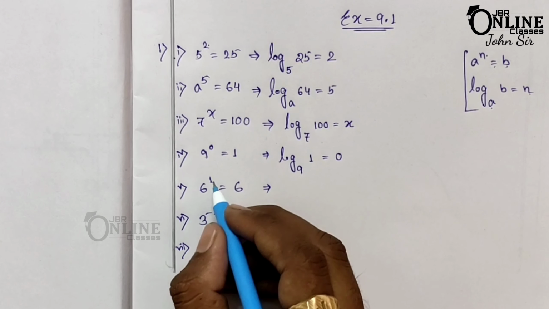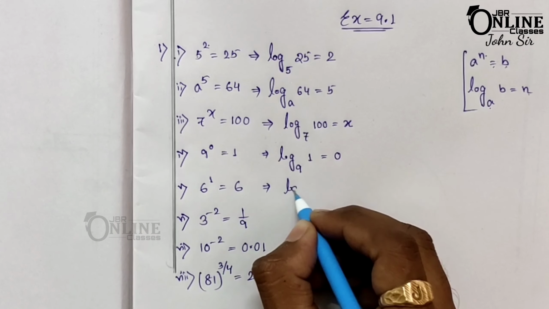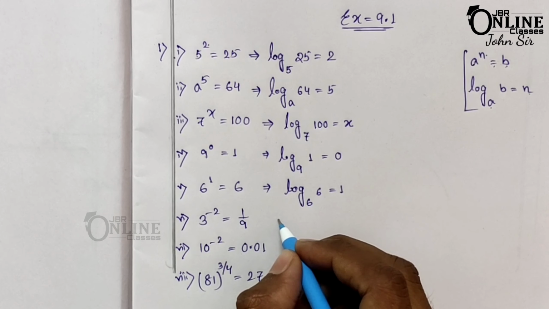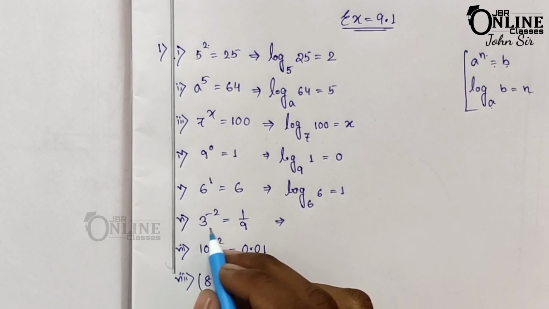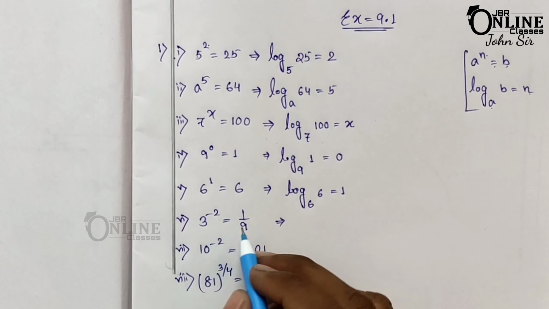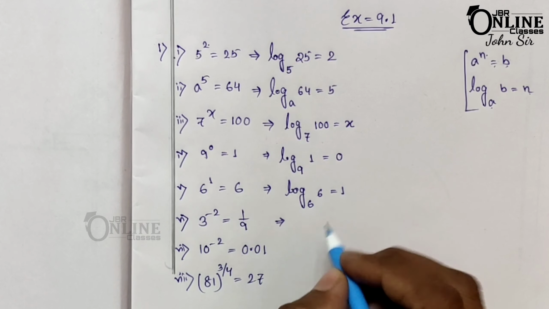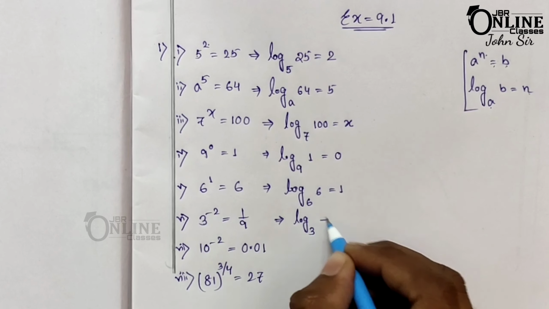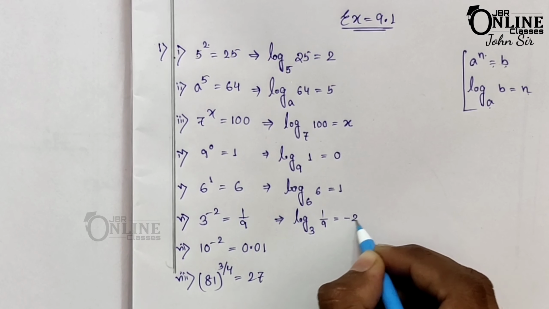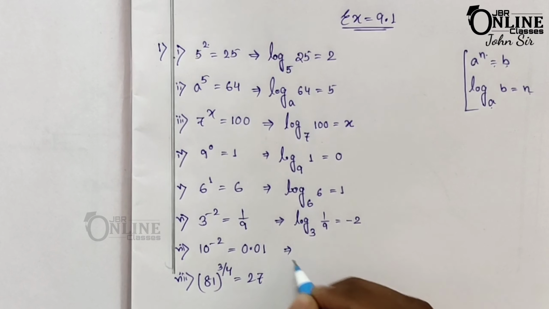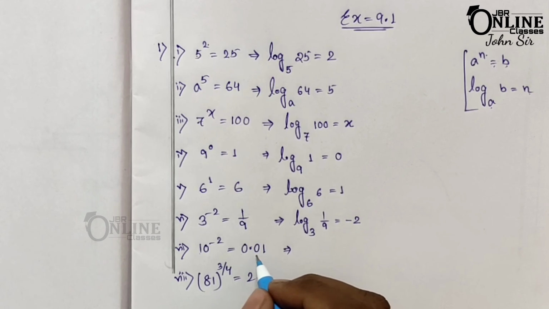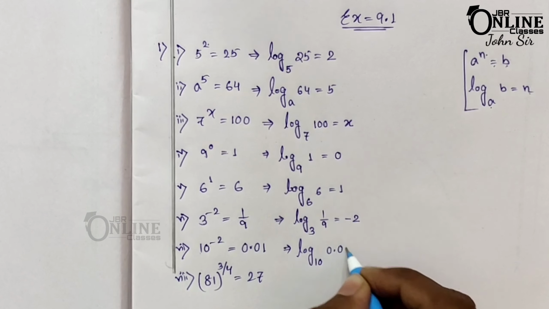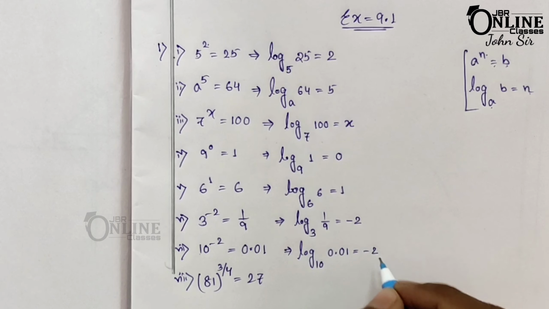So easy. 6 to the power 1 equal to 6, so here log 6 base 6 equals 1. Then number 6, 3 to the power minus 2 equal to 1 by 9, so it will be log base 3 of 1 by 9, and that equal to minus 2. Now number 7, 10 to the power minus 2 equal to 0.01, so it will be log base 10 of 0.01, and that equal to also minus 2.